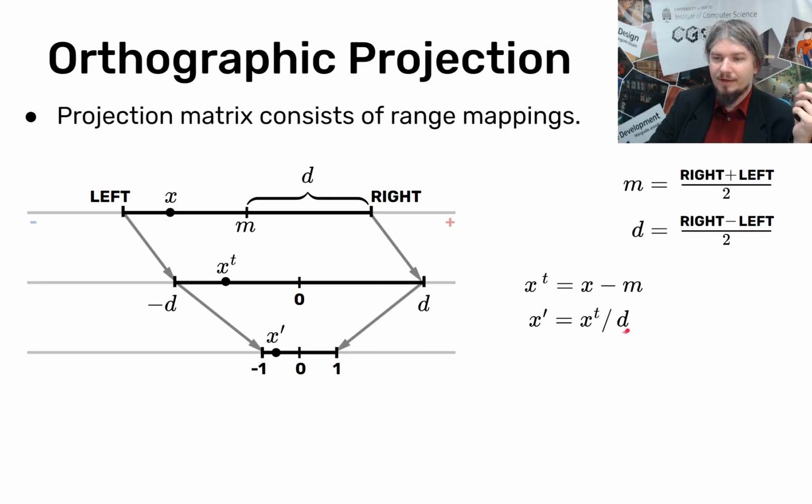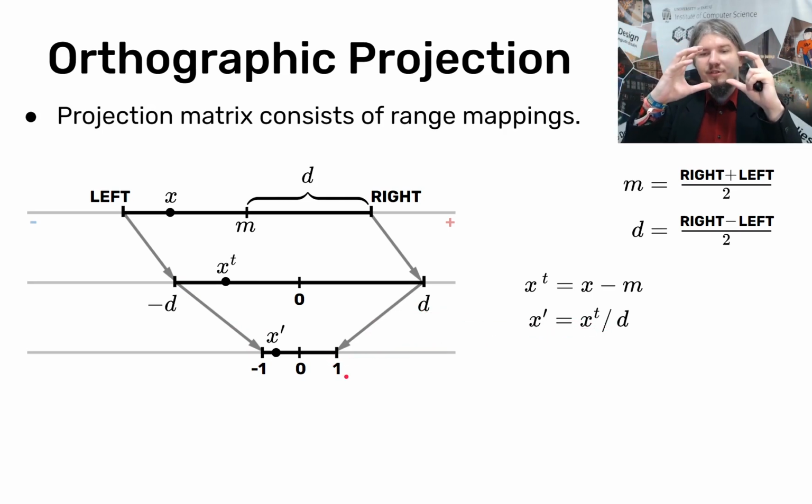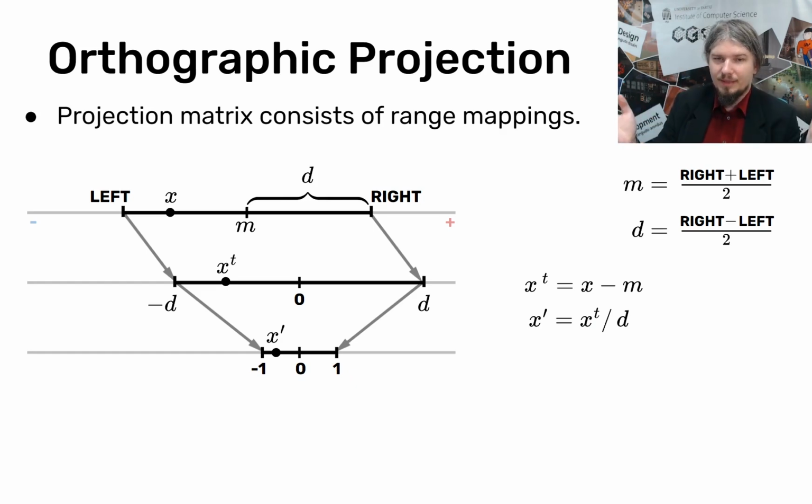And now the next step is very simple. We just divide everything by d because we want to get to the range -1 to 1. So if we have minus d, we divide it by d, we get -1. If we have d, we divide it by d, we get 1. So we're going to squish this range down into this -1 to 1 range. And this is basically what the range mappings do.